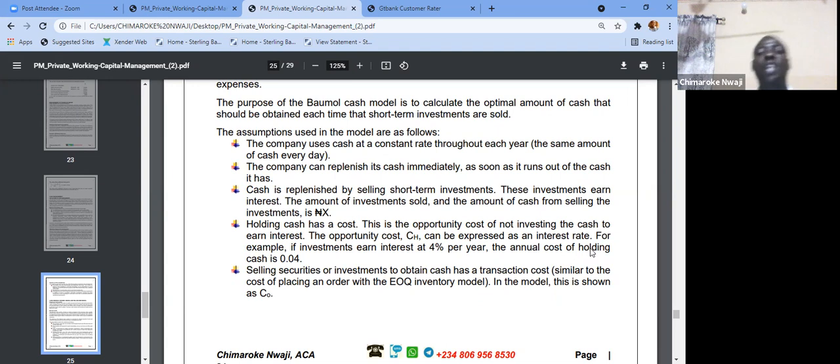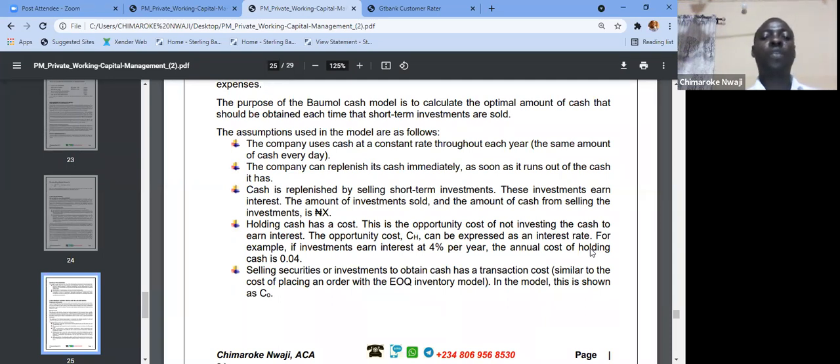Now, how is your cash replenished? By selling short-term investments. This could be the sale of shares and stocks. These investments earn interest. So the amount of investment, the volume of stock sold and the amount of cash gotten from selling this investment, is what we call X Naira.